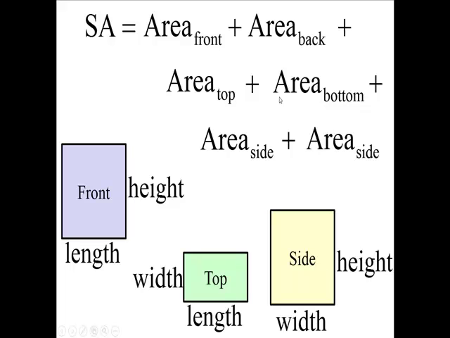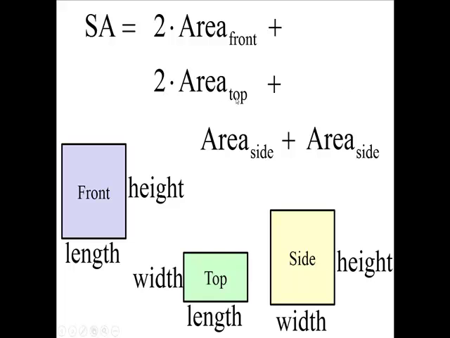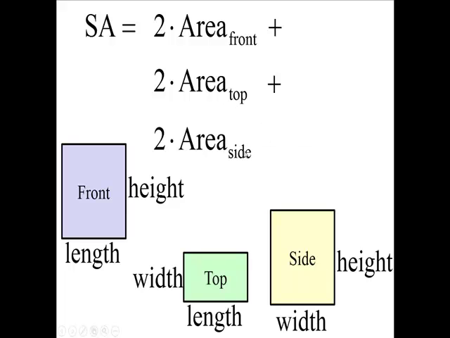Now what do we say about the front and the back? They are the same. So I could take 2 times the area of the front. And the top and bottom are the same, so that's really just 2 times the area of the top. And you have 2 sides which are equal, so you're going to have 2 times the area of the sides.